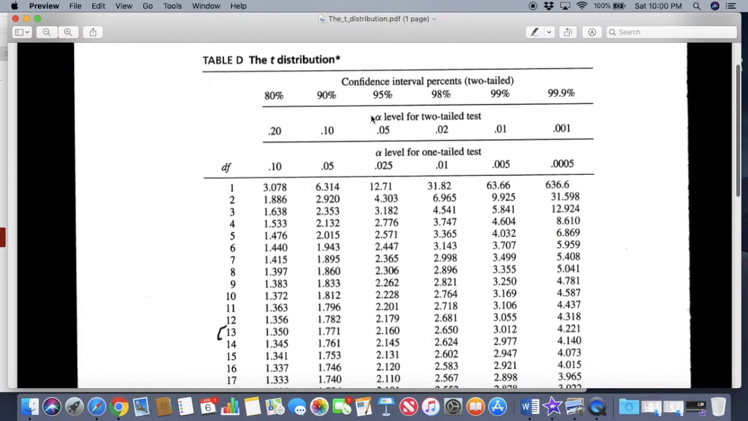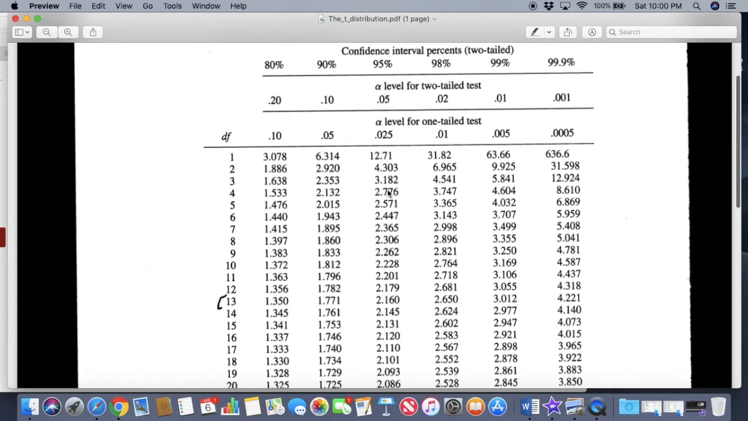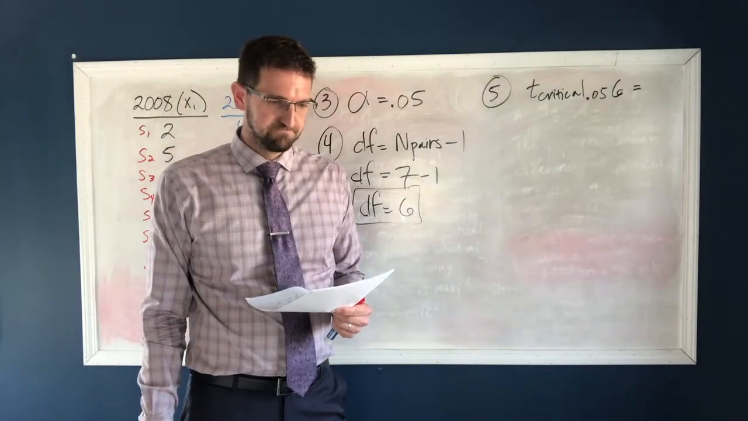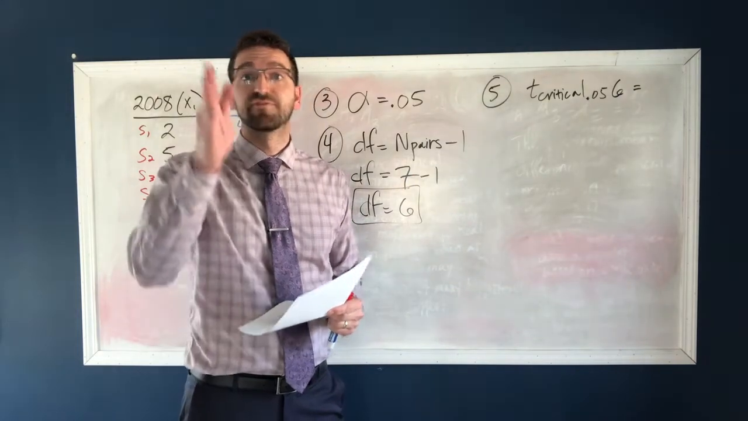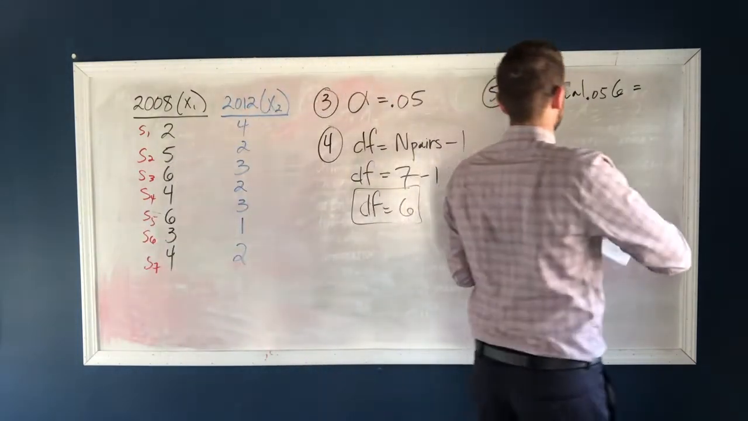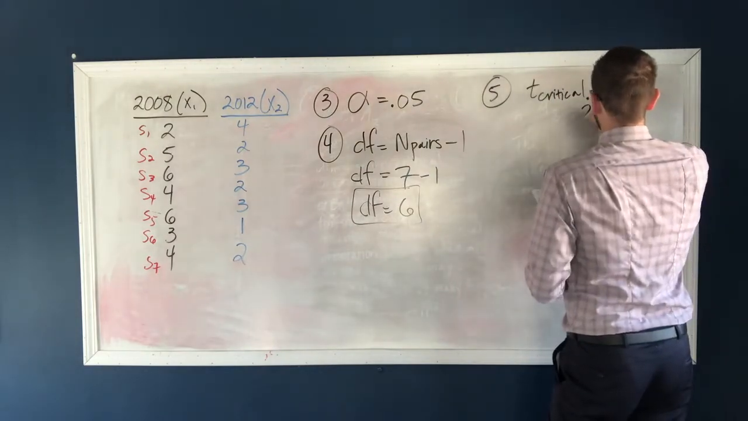Okay. Now, our alpha is 0.05, and we have 6 degrees of freedom. So we're always going to use alpha 0.05 two-tailed test. So this is the row we're going to be using for this class. So 0.05 and 6 degrees of freedom. It looks like our T critical is 2.447. Okay. So we're back and we found out that the T critical is 2.447.